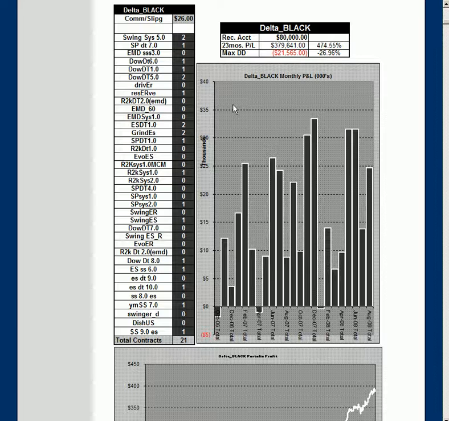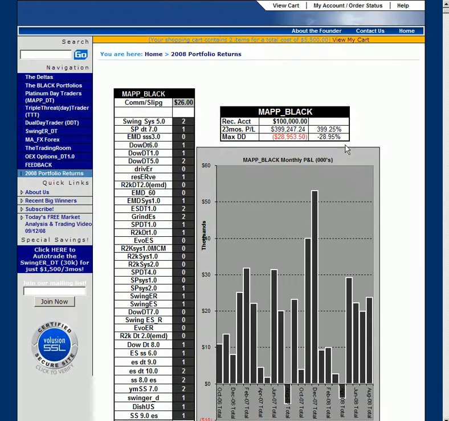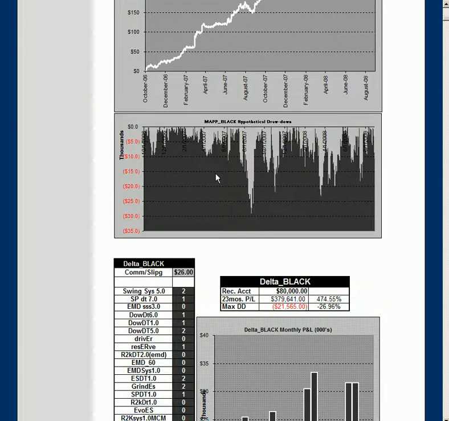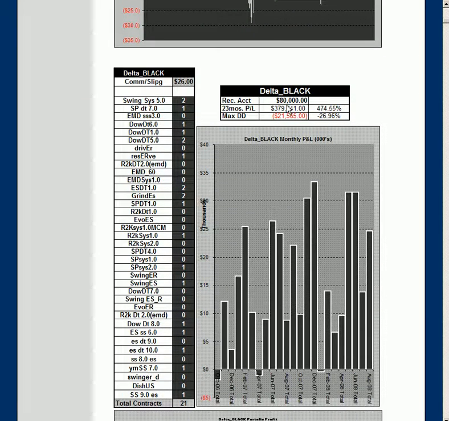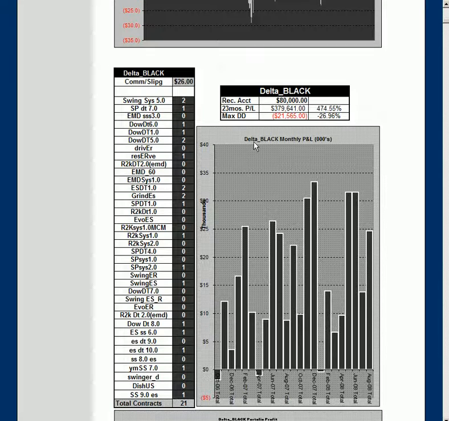Well, we have a Delta Black portfolio, which is like the Matte Black, only less exposure and less risk, and has, one could argue, a better reward risk profile. 399% against 29%. 475% is the return for the Delta Black portfolio against roughly the same maximum drawdown, actually less. So definitely the portfolio to trade right here. We'll talk about that in a second. We're having a special on that. We're running out of time. There is the Delta Black.